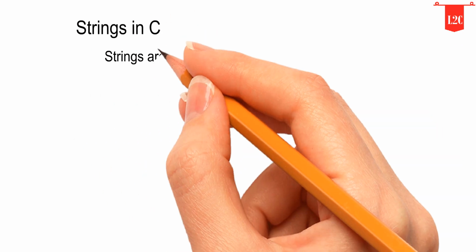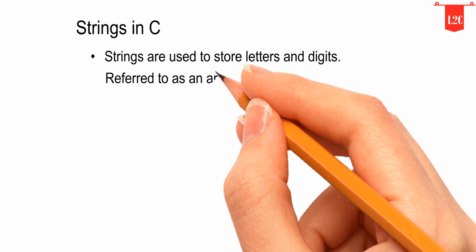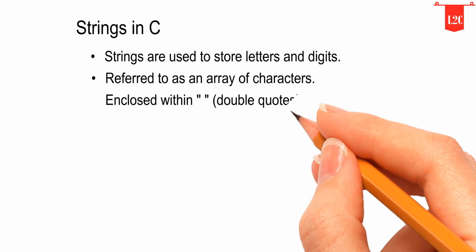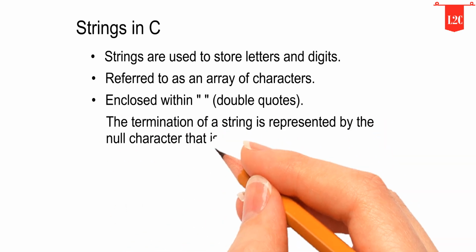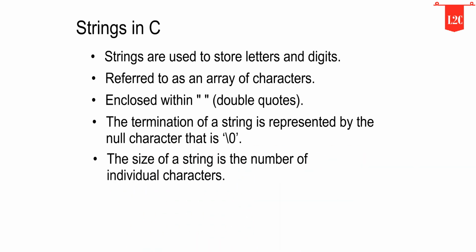The fourth type is strings in C. Just like characters, strings are used to store letters and digits. Strings in C are referred to as an array of characters. It is enclosed within double quotes, unlike characters which are stored within single quotes. The termination of a string is represented by the null character, that is \0. The size of a string is the number of individual characters it has.